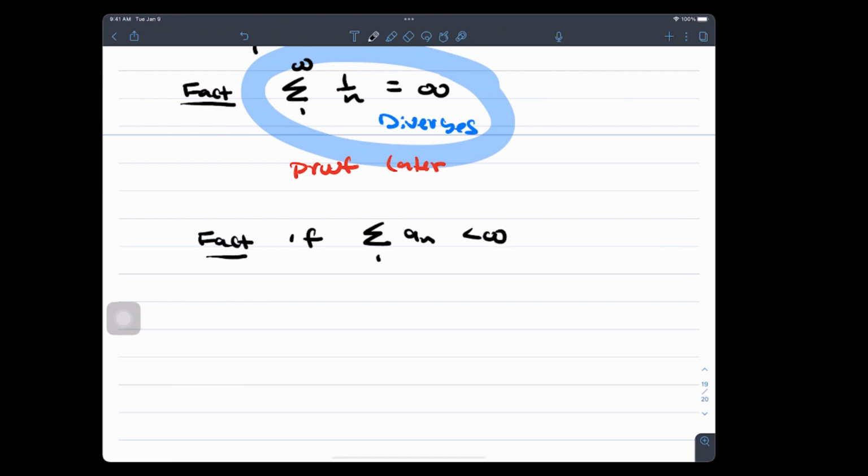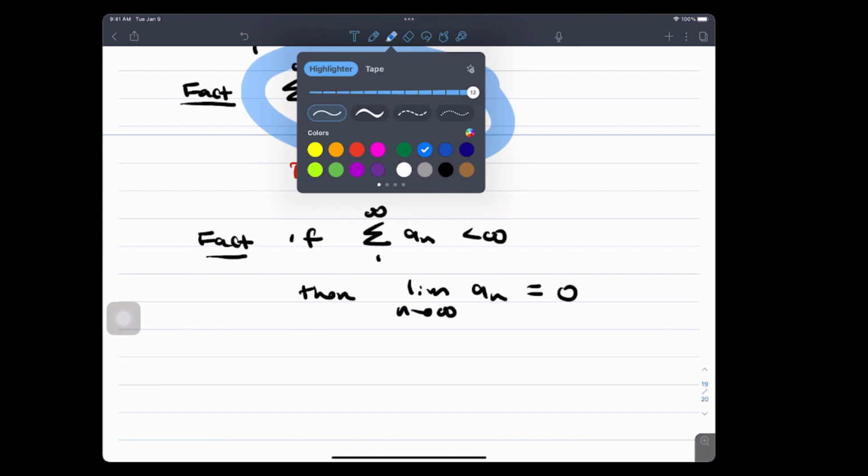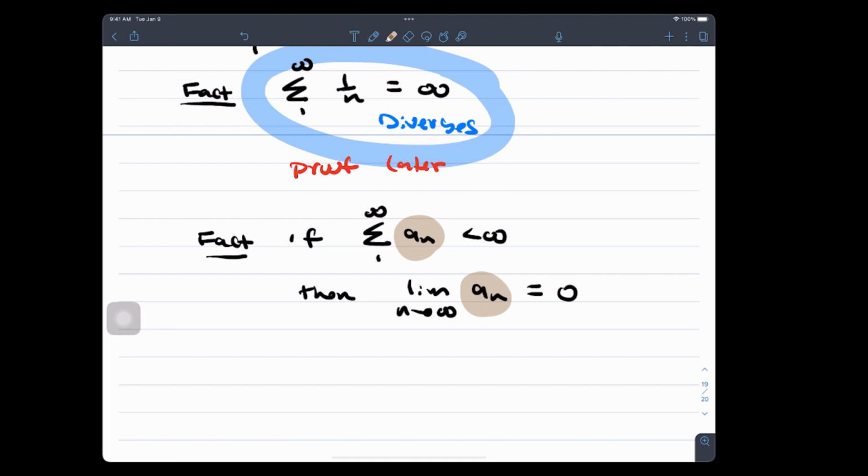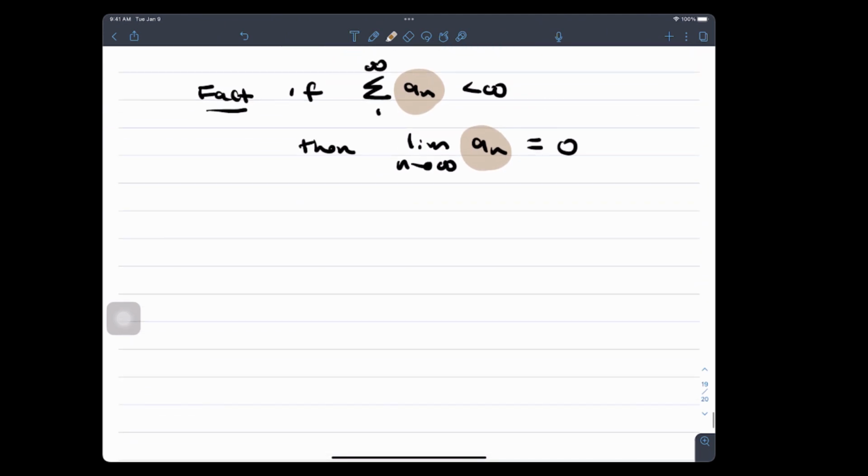Probably one of the most important facts in this section, and this is the statement: if a series is convergent, then the limit of an equals 0. That's not the limit of Sn, so be careful. This is the limit of an. This is a fact. I want you to see that. Now, I'm going to prove that for you.